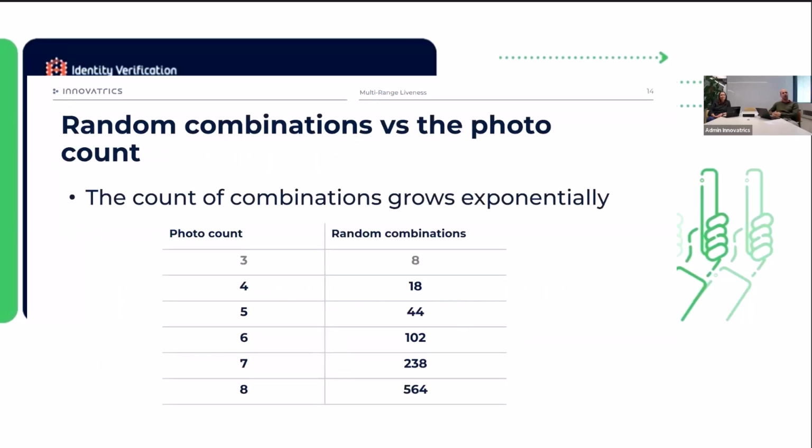And of course, the time to capture depends also on the number of photos which are collected. The multi-range liveness can be configured to capture between 4 and 8 photos, depending on what amount of randomness you want to have. We didn't allow taking just 3 photos because there would be only 8 combinations possible. But starting with 4 photos, you have already enough random combinations to capture, and this grows exponentially.